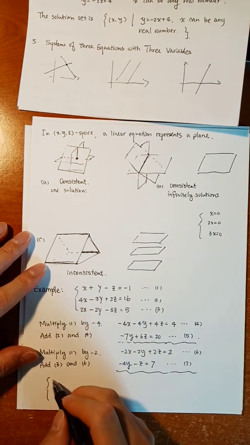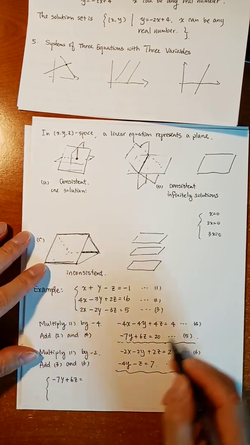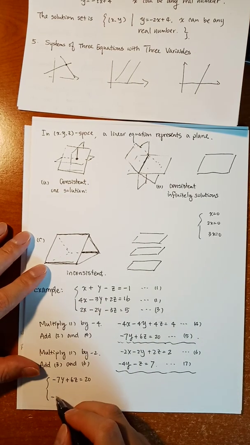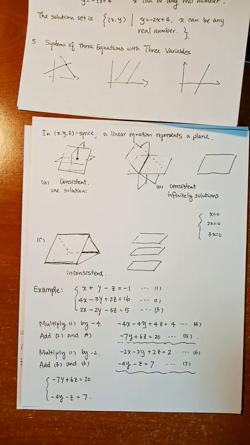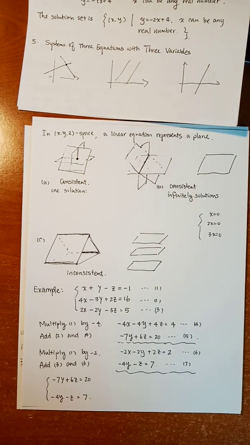Equation 5 and equation 7 are from the previous elimination process. So it is a system of 2 variables and 2 equations. We are going to continue to solve this system of equations. How do we solve it?